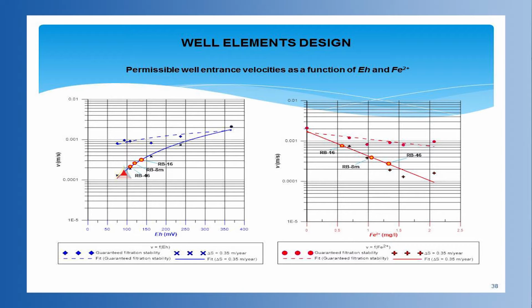RB46, lowest redox, and so therefore lowest entrance velocity permitted. RB8M, a little bit better. RB16, a little bit better than RB8M. When we see the diagram with iron, we see that the best is RB16, some 0.6 iron, RB8M a little bit above 1, and RB46 almost 2 milligrams of iron.